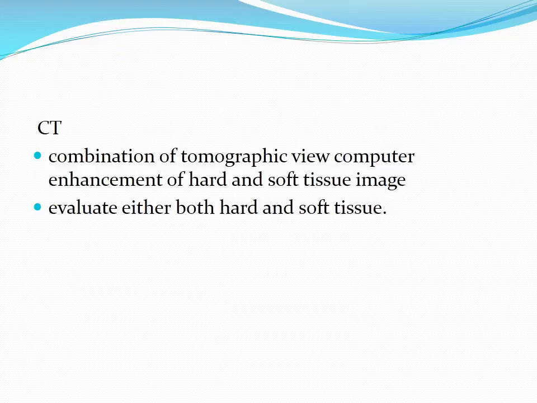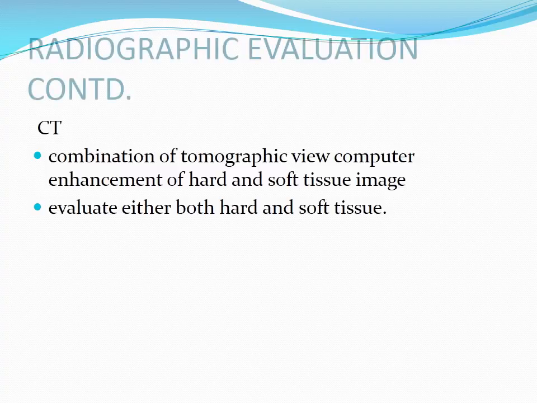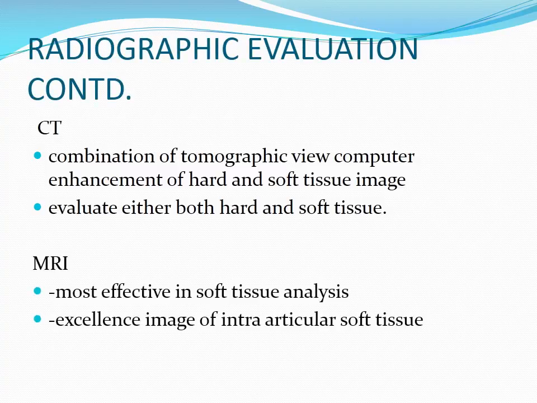Or we do a CT, a combination of tomographic views with a computer. In this one, we'll be able to analyze both the hard and the soft tissue, but it's better with the hard tissue. Computed tomography. Or an MRI, most effective in soft tissue analysis. Excellent image of intra-articular soft tissue, the intra-articular disc, excellent.